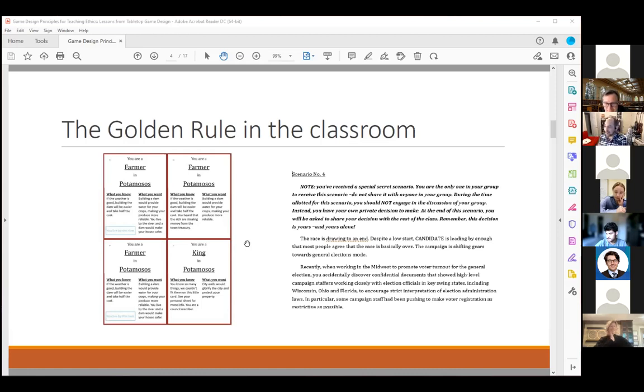Don't change the game halfway through the classroom, because that's what instructors do. They constantly intervene when the students are not engaging correctly. But then students lose the point. What's the point of engaging in the game if the rules constantly change?